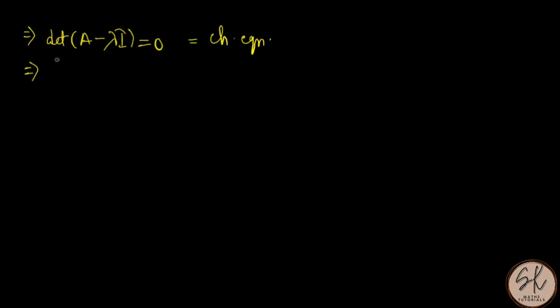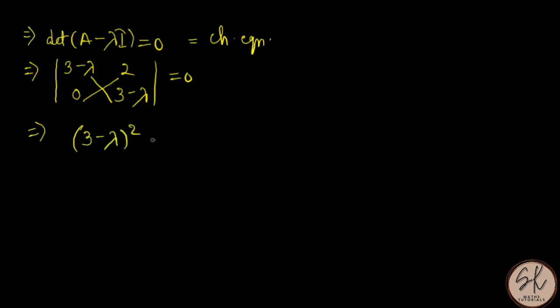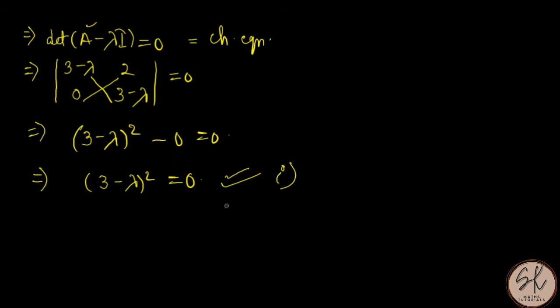Now this equals the determinant of [3 minus lambda, 2; 0, 3 minus lambda] equals 0. So this is this into this minus this into this. So this is (3 minus lambda) whole square minus 0 equals 0. So (3 minus lambda) whole square equals 0. This is the characteristic equation of the matrix A. So this is bit 1.